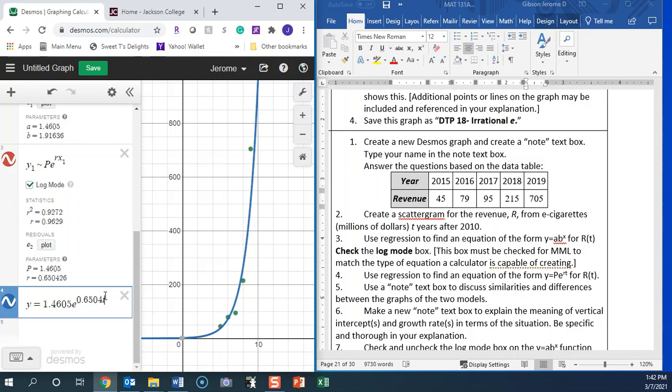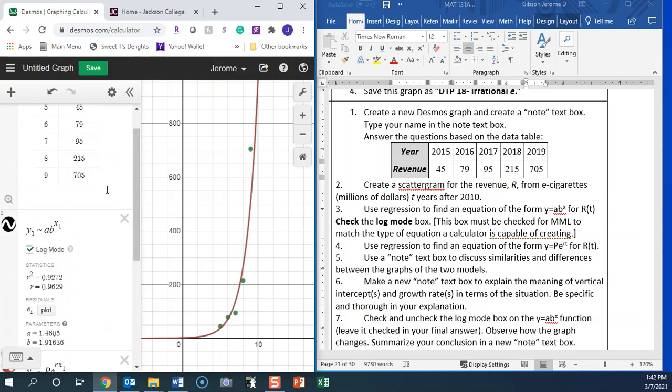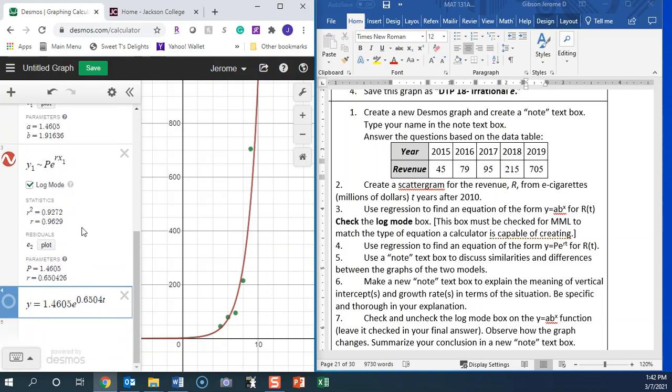Now it says use a note in text box to discuss similarity and differences between the graphs. Now if you notice here, if you take this off, the graph here, well let me take this off here. Okay, if you notice, if we take these off, if we hit here, the red will be here. Hit here, the black. It'll be right here on the red, just about the same. And then here would be the blue, just about the same. So they're basically all the same.